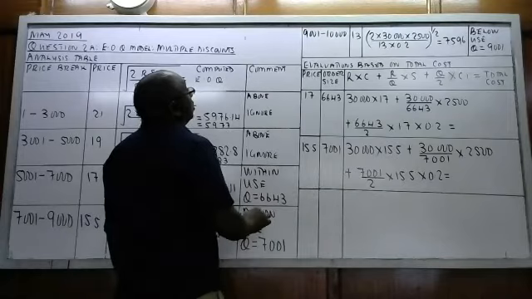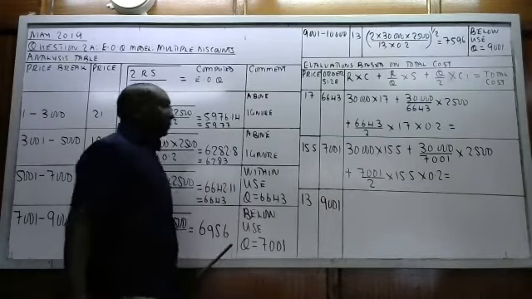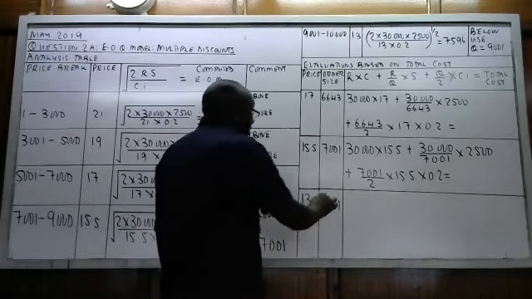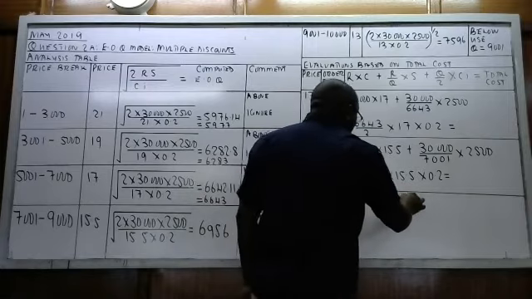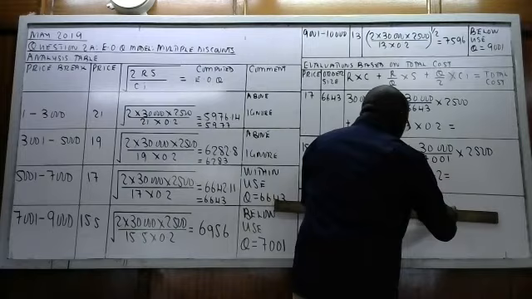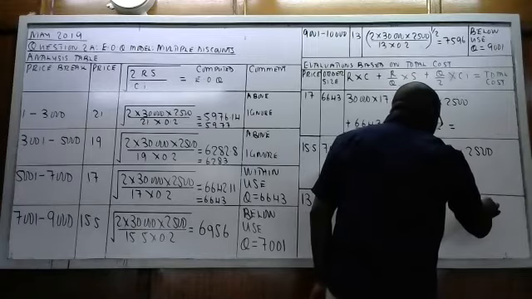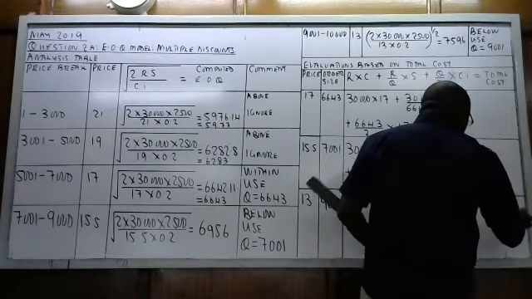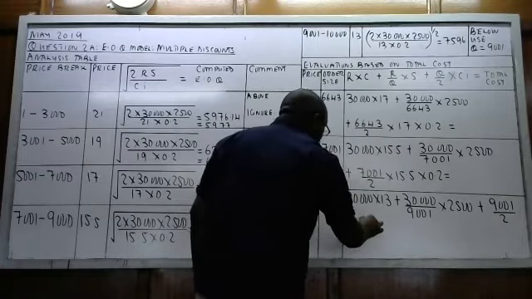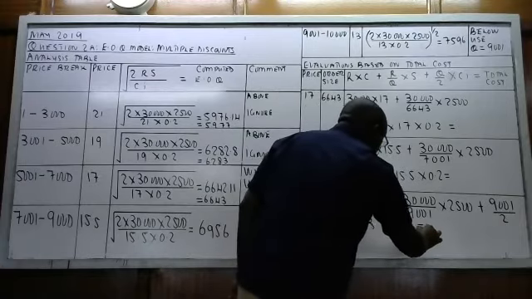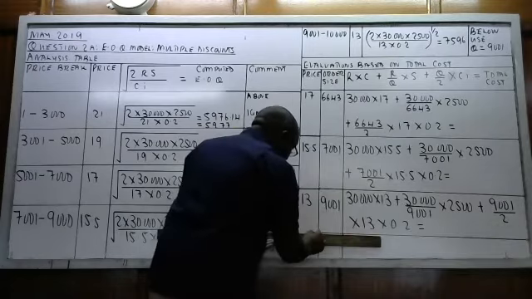Then the last one is 13. You have 9001. So we will be talking of 30,000 multiplied by 13, plus 30,000 divided by 9001 multiplied by 2500, plus 9001, which is divided by 2, then multiplied by 13 and multiplied by 0.2. So that will be the end of the table.